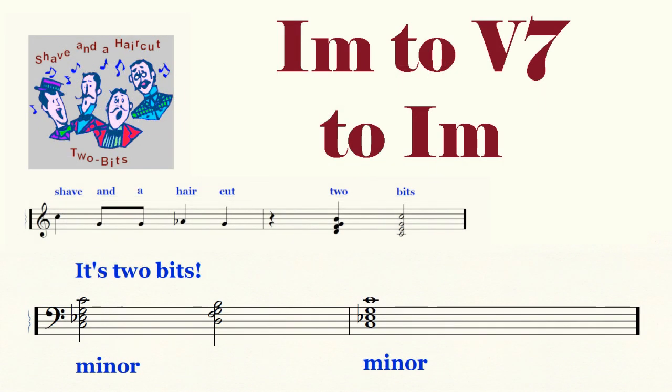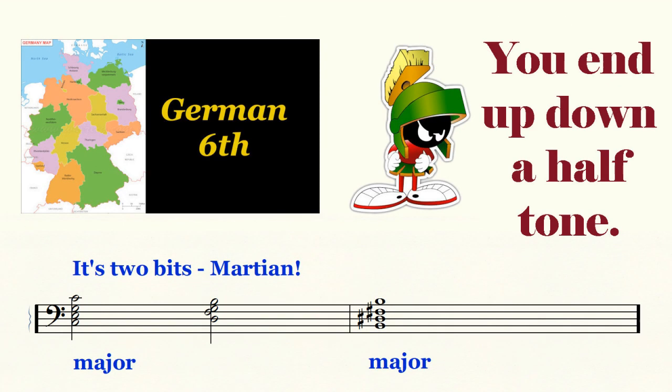Or the minor solution is C minor to G7 over D and back to C minor. Both solutions are equally common and equally effective. Now let's play that same "it's 2 bits" idea, but let's make the last chord 1/2 tone lower.